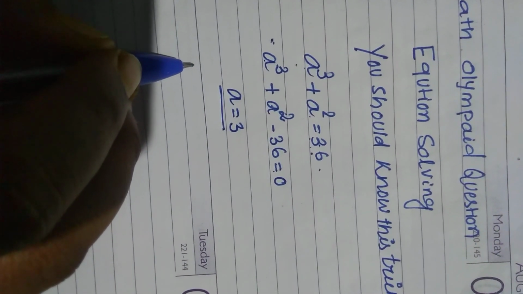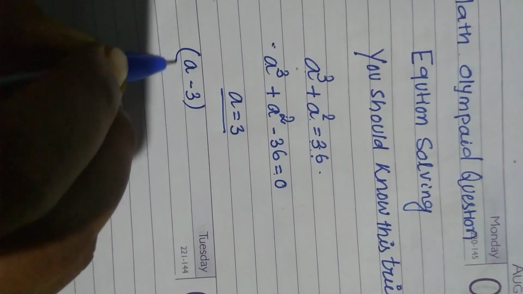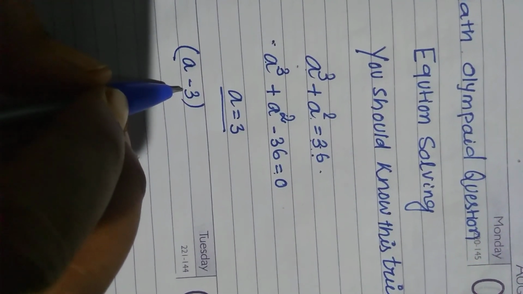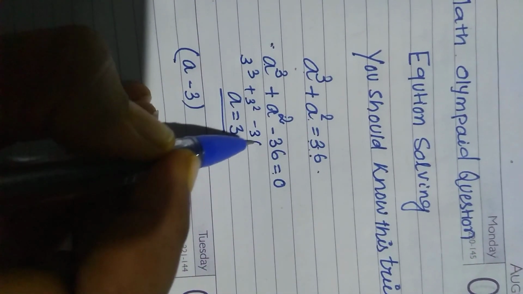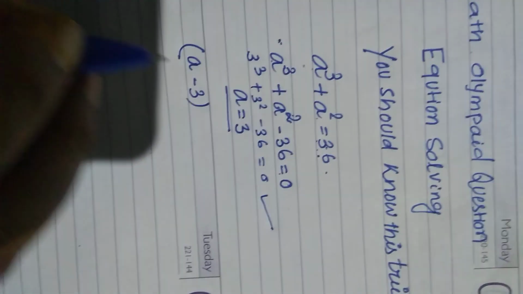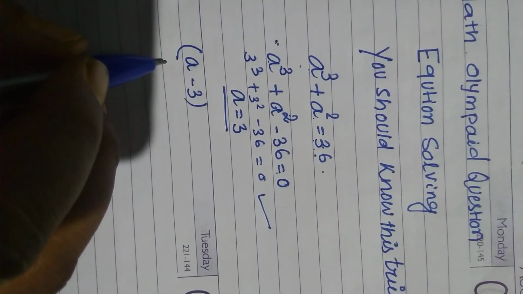So we have a minus 3 as one factor. How do we know a equals 3 works? Just substitute. You get 3 cube plus 3 square minus 36 equals 0. Yes, 27 plus 9 is 36, and 36 minus 36 is 0. So a is equal to 3 is one factor.